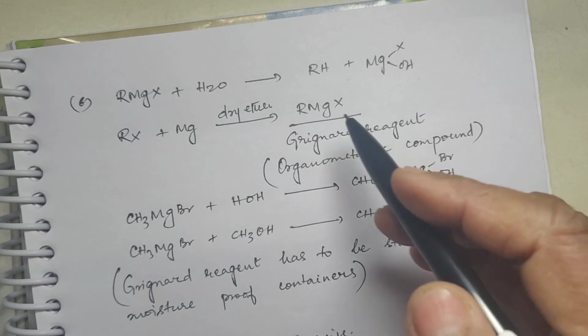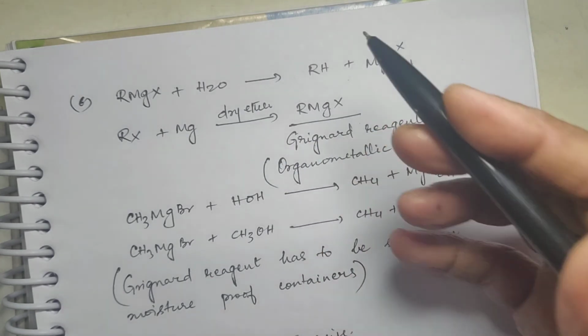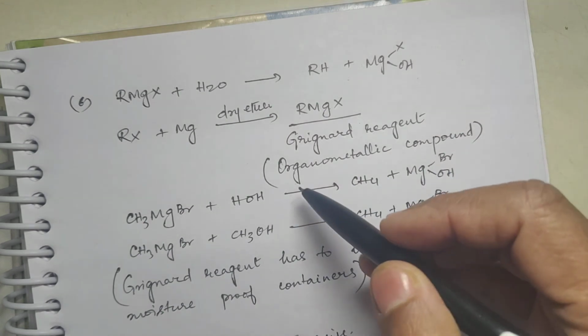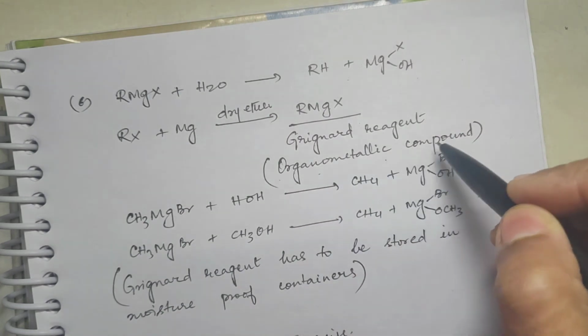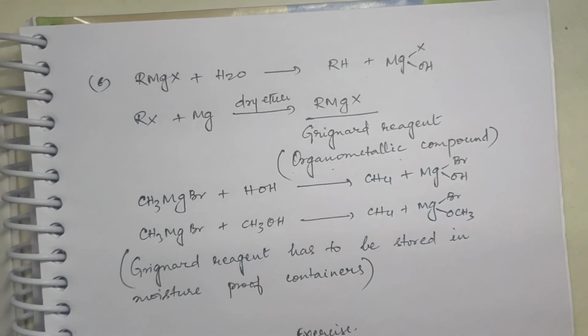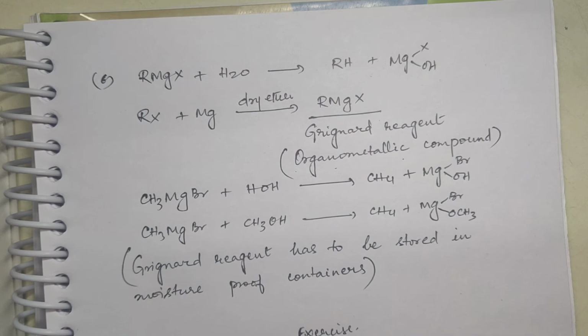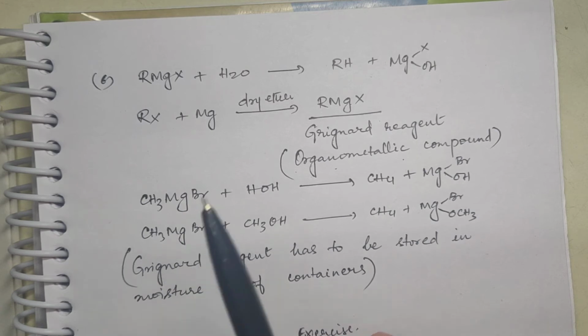Now what is it? R, it is organic in nature. Mg is a metal. So what is this called? This is called as an organometallic compound, which is called as Grignard reagent. And this Grignard reagent is very, very useful in organic chemistry because it is used to prepare various things. Its applications are numerous.